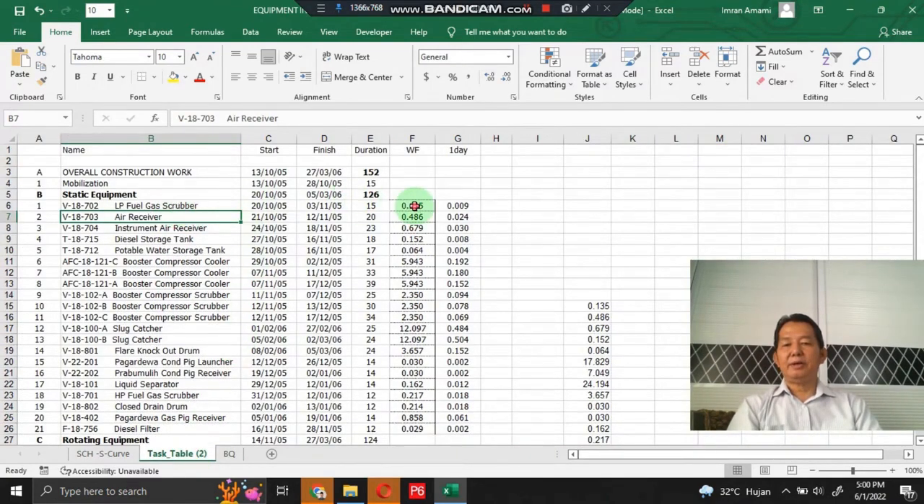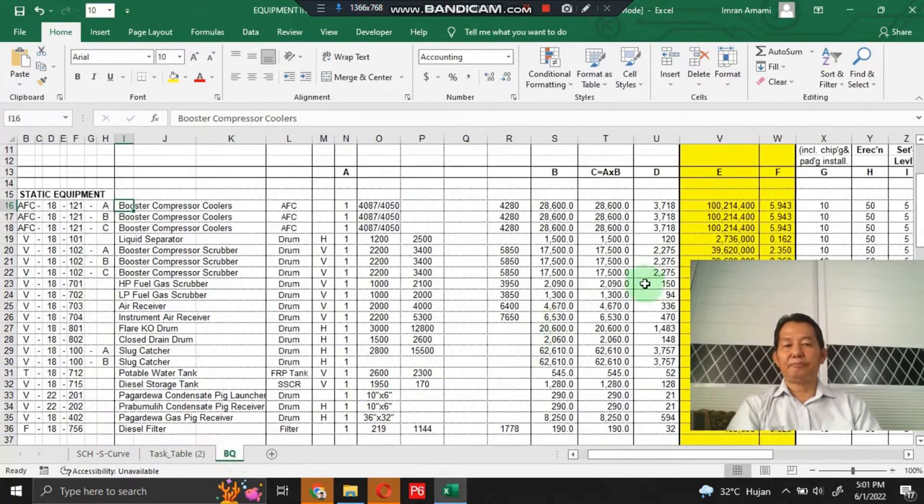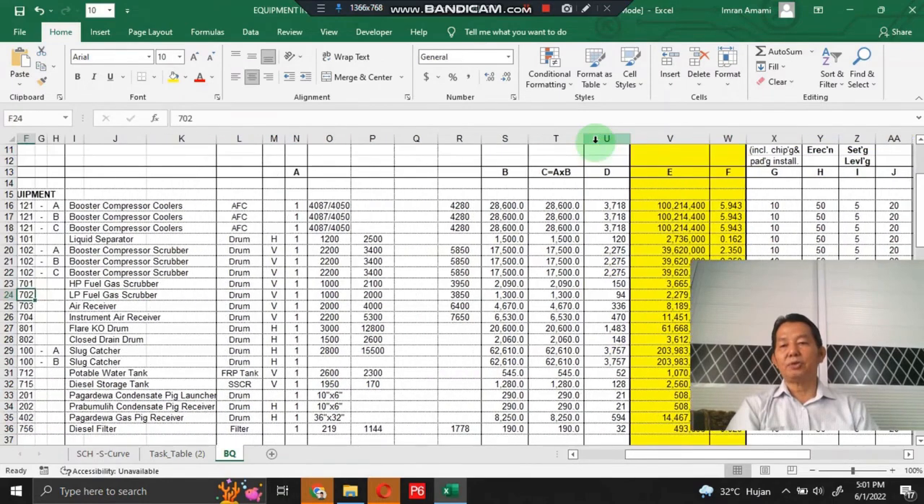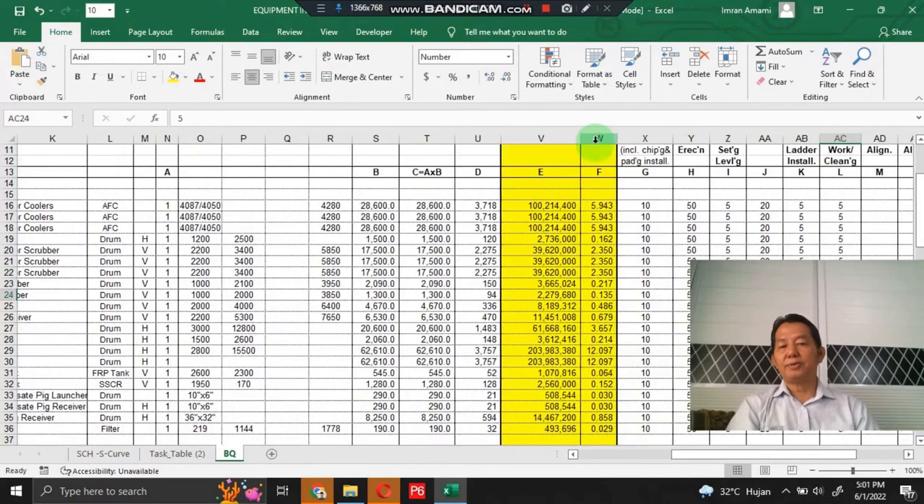To make it easier, I equip each cell with formulation therein. For example, in this cell, this is the factor based on contract for LP fuel gas scrubber. I took this cell from the BQ worksheet, cell W24. We check it. Worksheet W24, okay, W24 here. This is the factor based on contract price for LP fuel gas scrubbers.